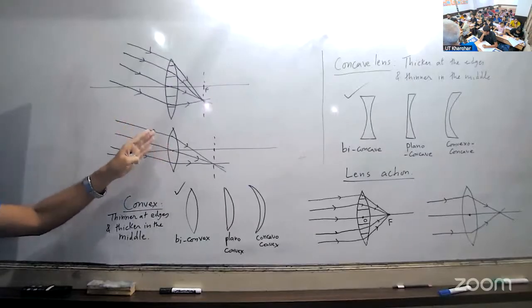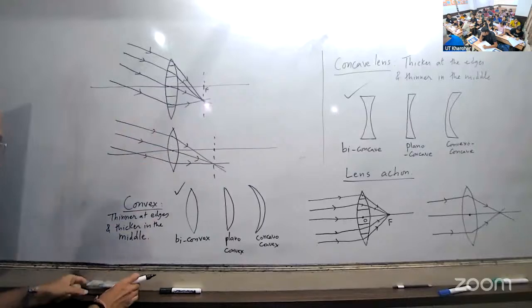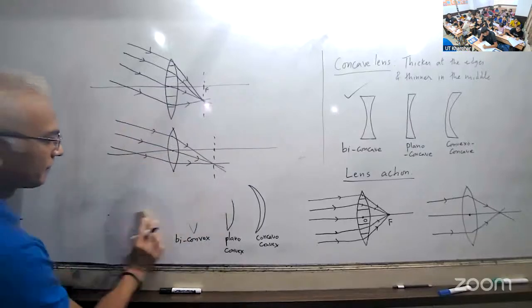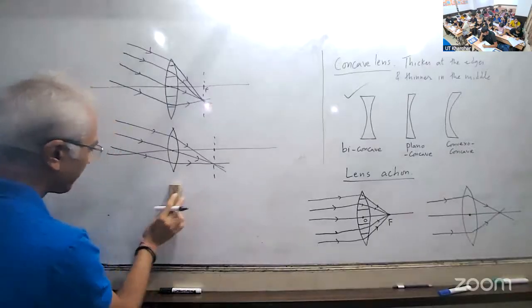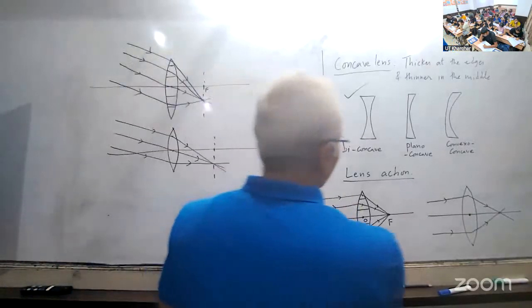So this is all about how we draw ray diagrams for lenses. For convex lens we have seen. Now I'll tell you how to draw the ray diagram for a concave lens. So let us see lens action for a concave lens.